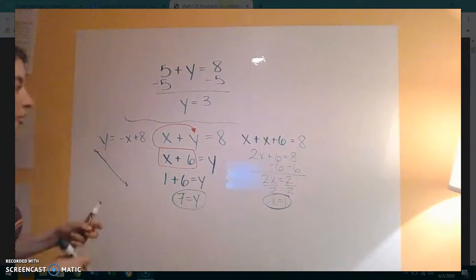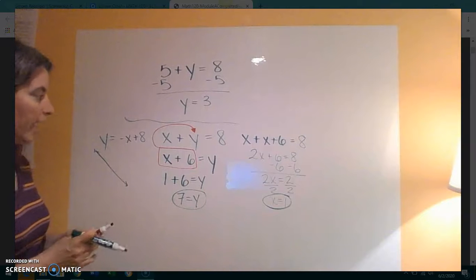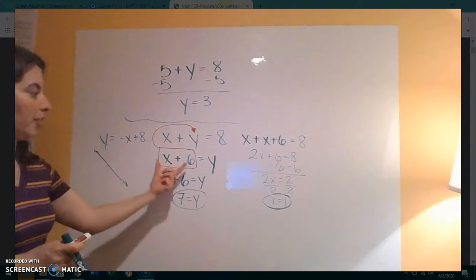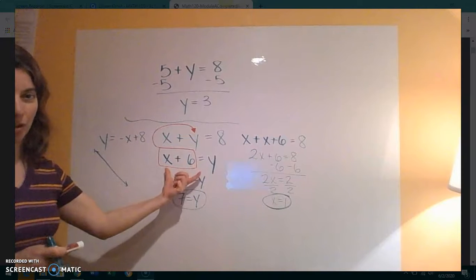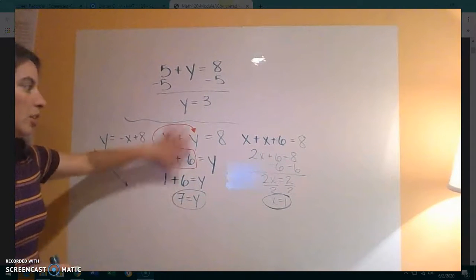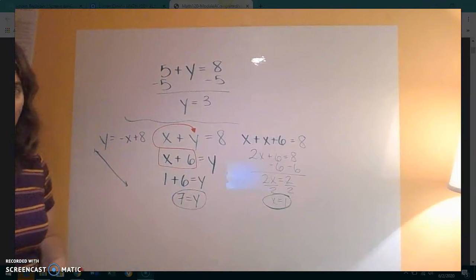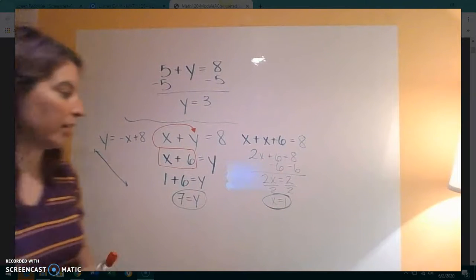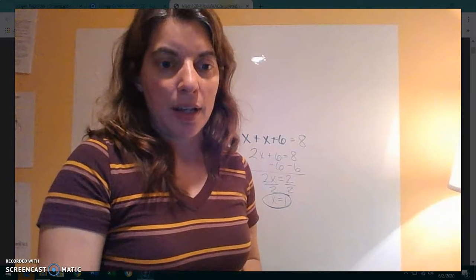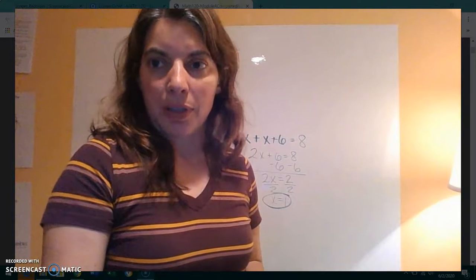So there were all those different options of things that could add up to 8 before, but if I had 0 plus 8, for instance, they're not 6 apart. It wouldn't make this one true also. So x equals 1, y equals 7 is the only pair that makes that true. Okay, so that's the idea with solving systems of equations.